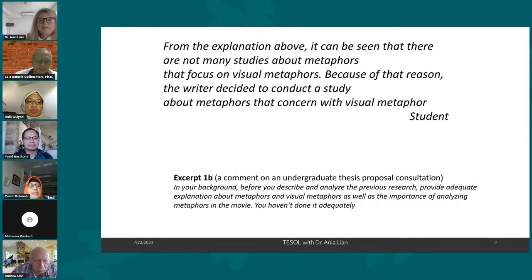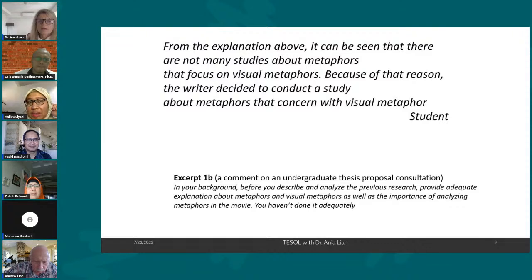Professor Mick, where did the student get that first sentence from? How did the student generate it? You mean from the explanation above, that first sentence? Yeah, how did the student create that? This is actually part of an introductory paragraph. They have provided some explanation, and then in the middle they write from the explanation above. But the explanation itself does not provide an explanation of what research has been done on metaphor, and also some ideas about visual metaphor itself.